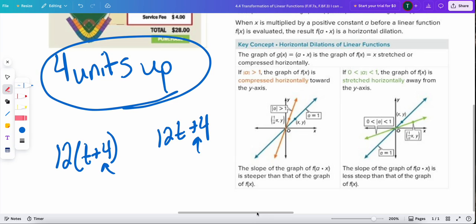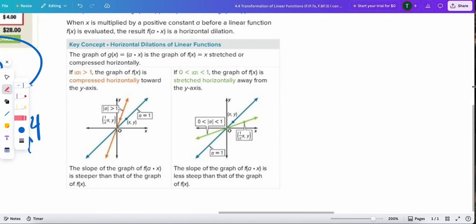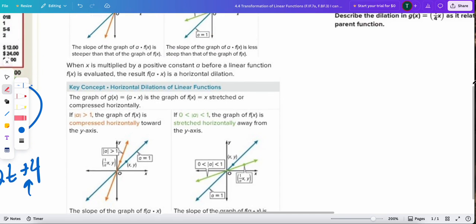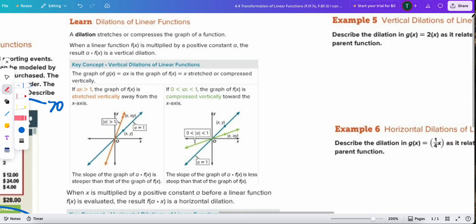So now we can go ahead and look at how we're going to dilate. Okay, so far we've just been sliding it. So a dilation stretches or compresses. Another word they use for compress is shrink. The graph of a function.